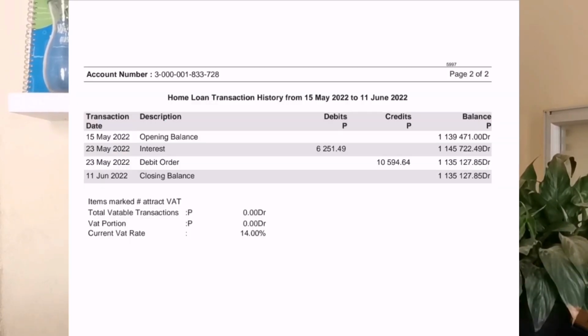After that, on the same day, on the 23rd of May, there was a credit. That credit, you can see, is referenced as debit order. This is your loan installment going into your loan account. So it's 10,494.64. You see it there. So what happens when your debit order, your installment goes into the account, the loan balance is going to reduce.